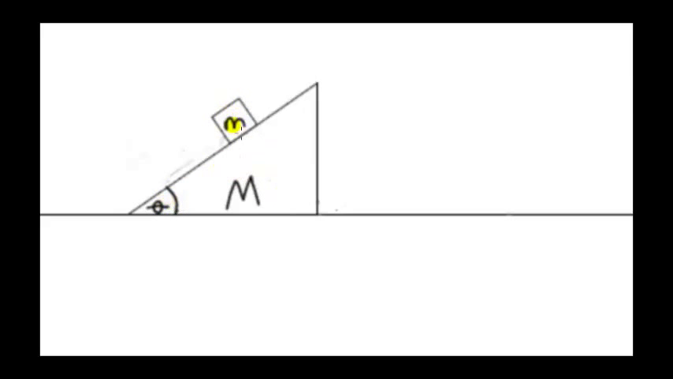Suppose we place a particle of mass little m on the wedge. Well, that means that we have applied a force on the wedge, a contact force on the wedge due to the particle. That force is perpendicular to the surface of contact. So it's in this direction. Let's suppose that the magnitude of this force is R.